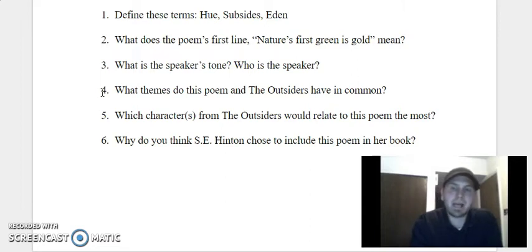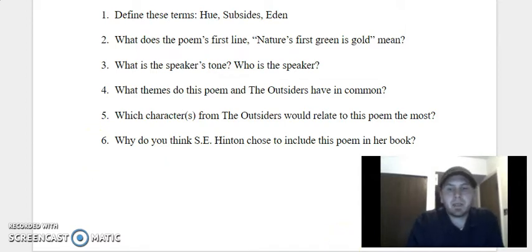Now, rather than just asking you what is the theme of this poem, I want you to make a connection there with The Outsiders, because I'm hoping that a lot of you already have kind of come up with your own themes while reading and thinking about this poem. Next, which characters from The Outsiders would relate to this poem the most? So just keep that in mind. Lastly, why do you think Hinton chose to include this poem in her book?